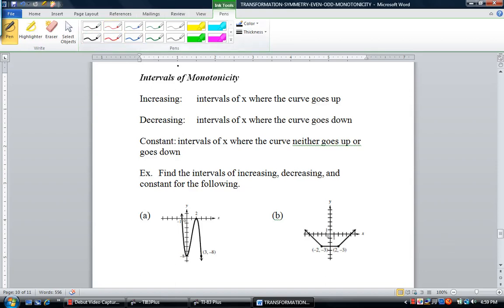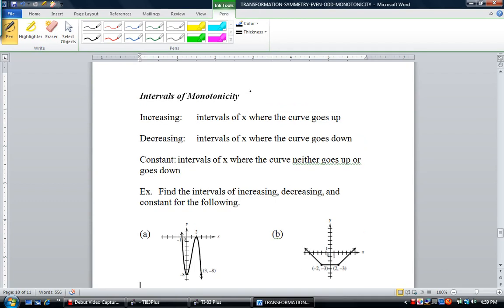Intervals of monotonicity, which basically just means going up, going down, or constant. Something that you really better pay attention to. Really, really important. First thing is, always read a graph left to right, no matter what.